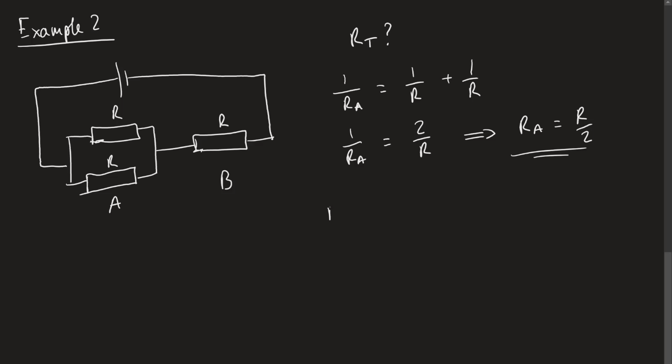And then the total resistance of this is going to be adding A to B, because these two things are in series with each other, so we can just take R over 2 and then plus R. But again, if we're trying to add fractions algebraically, this needs to be 2R over 2, and therefore R total is just going to be 3R over 2 ohms.